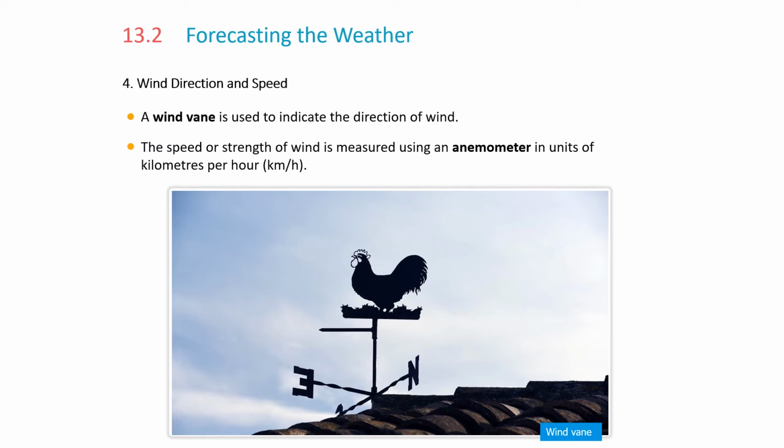Then the speed or strength of the wind is measured using an anemometer, and its unit is kilometers per hour, km/h. We have three cups that rotate when the wind blows. The stronger the wind, the faster these cups are going to move. The number of times the cup rotates is used to calculate the wind speed, and this is recorded and displayed on the meter itself.